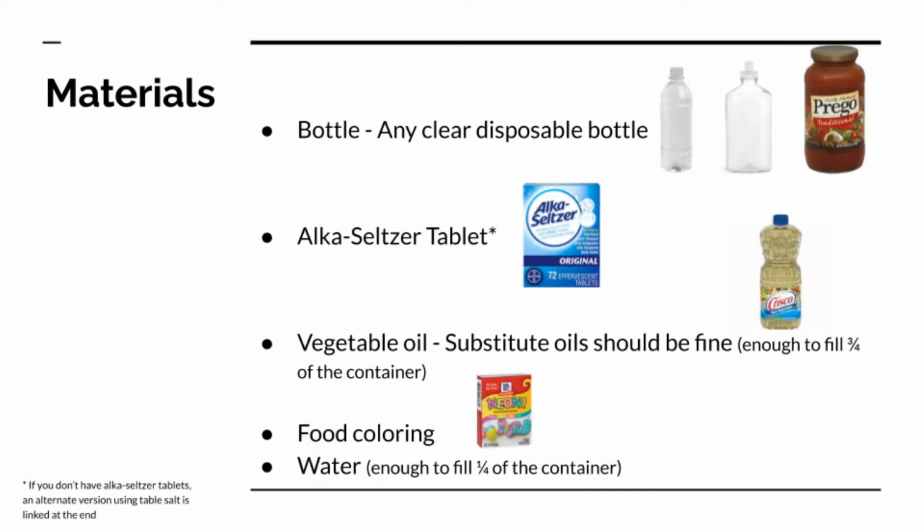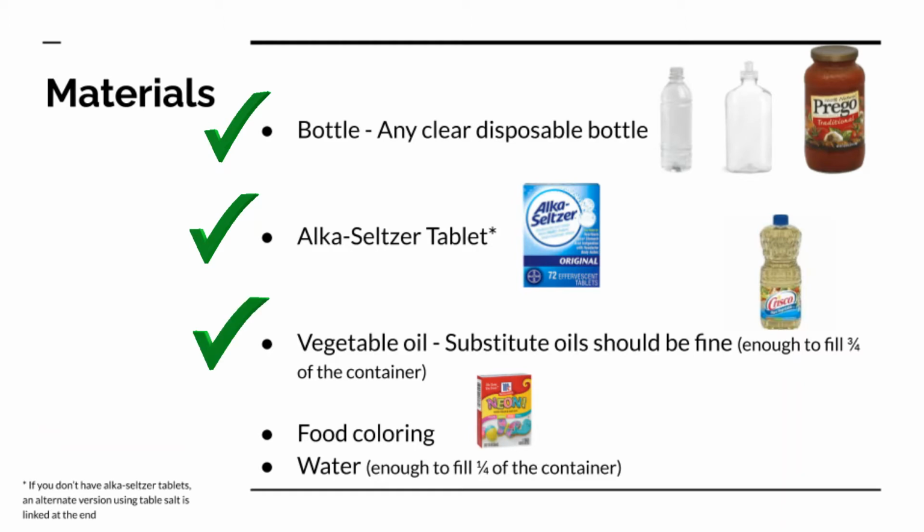So how exactly are you going to build a lava lamp at home? First, you'll need a clear, disposable bottle. This could be an old water bottle, an old dish soap container, or even a jar, like something that used to hold pasta sauce. Next, you'll need an Alka-Seltzer tablet. If you don't have Alka-Seltzer tablets, you can purchase them at any drugstore or grocery store. Or you can also look to the end of our presentation for an alternative version using table salt.